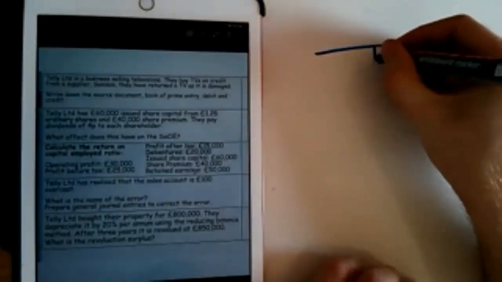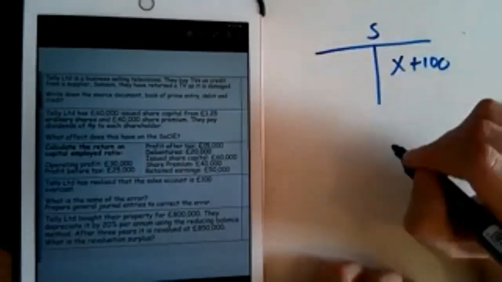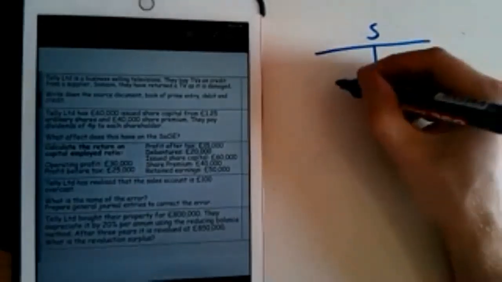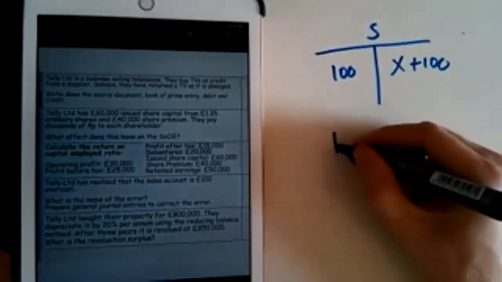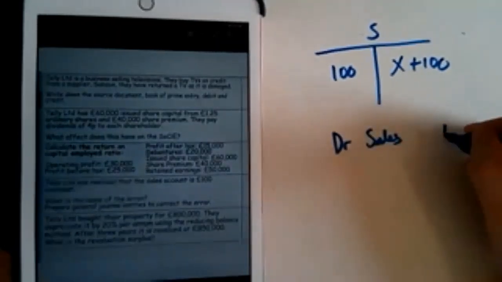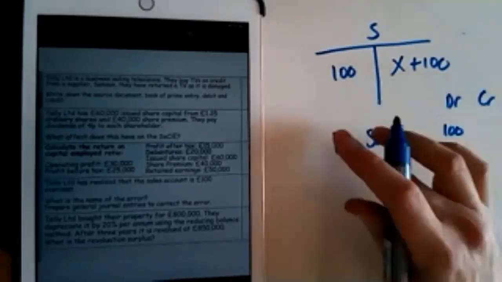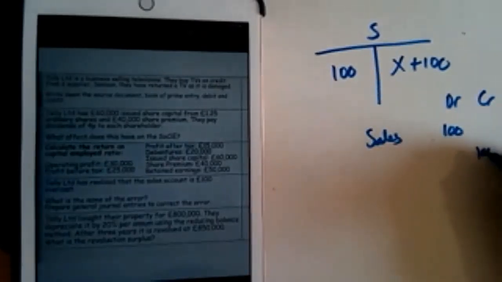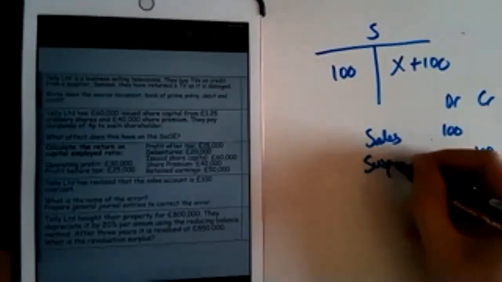Okay, fourth one. Telly Limited has realised that the sales account is £100 overcast. So the error is addition. They've added up the sales account incorrectly. So for sales, it looks like it's on the credit side, it's X plus 100. I want to get rid of the 100, so I want to put 100 on the debit side. So I'm going to debit sales by 100. It's my general journal. So therefore, my credit must be suspense.